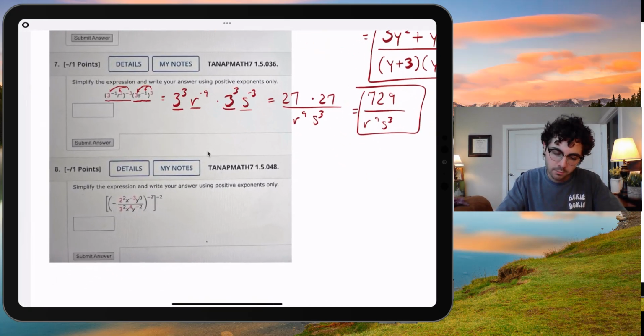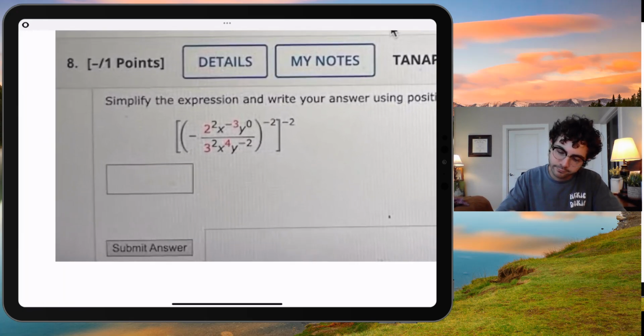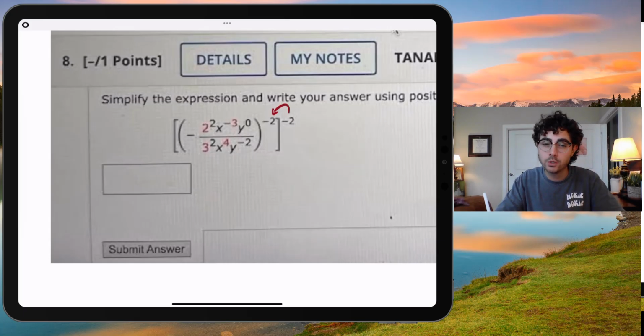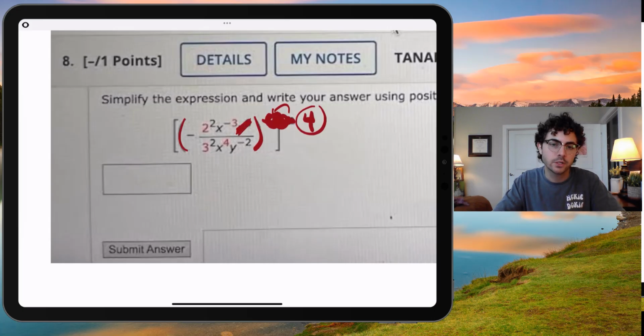Okay. Number 8, simplify the expression and write your answer using positive exponents. Okay. First thing I notice right away is negative 2 times negative 2 in the exponent. That's just going to give us a big ol' 4. So just all this stuff to the 4th. Okay? Now, we have a y to the 0. That's just 1. Anything to the 0 is 1. So like all this stuff times 1, we can just neglect it. It's not going to change anything if we just cross that out. What else can we do?